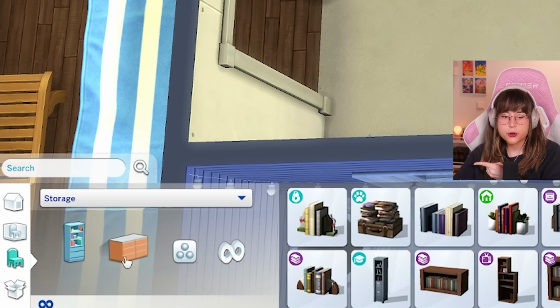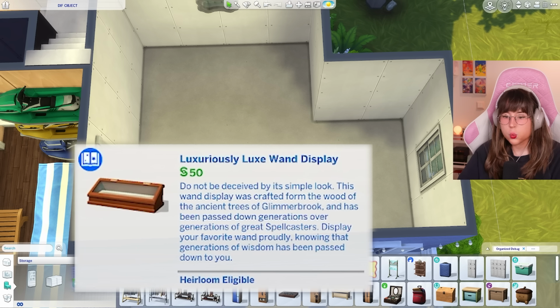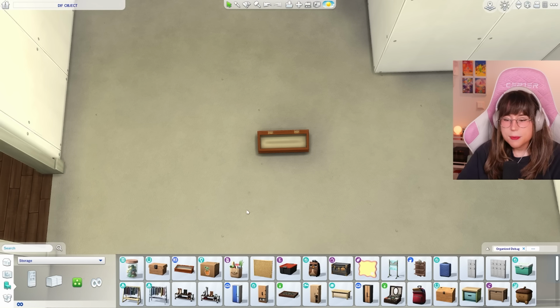So 1, 2, 3, 4, 5, 6. Boom. Line 1, so it's this one. And item number 3. 1, 2, 3. Luxuriously Lux 1 display. I see.